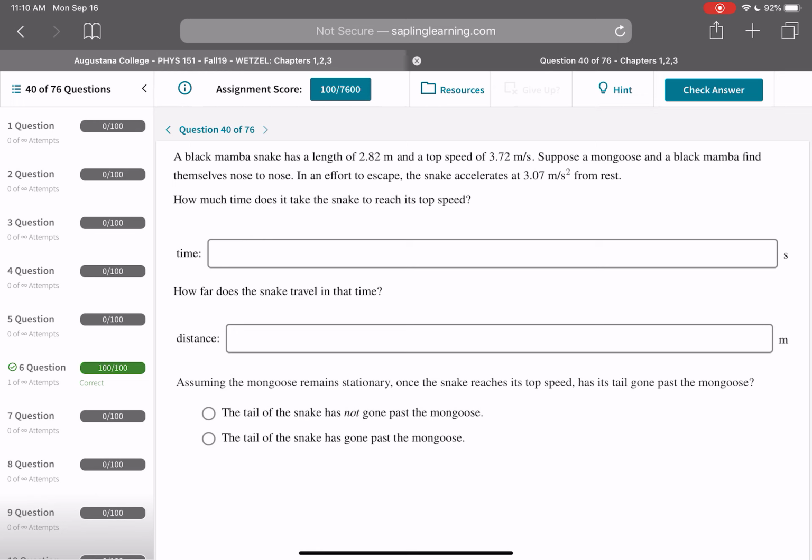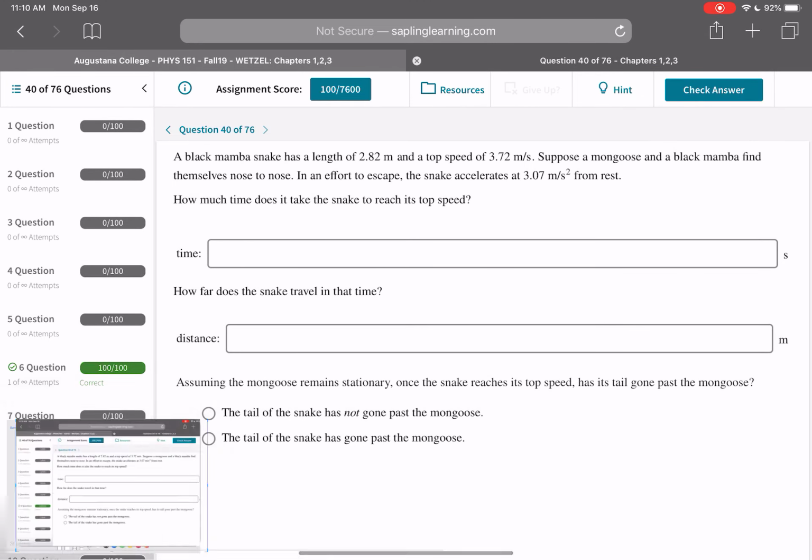V final, our initial velocity is 0. Solve for t using this acceleration. How far does it travel? We're going to use another equation. You could use two equations.